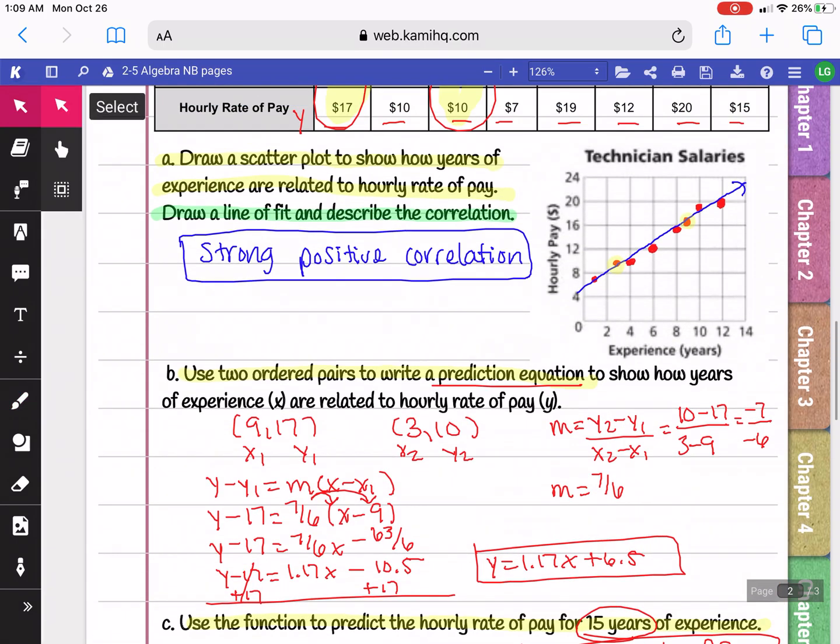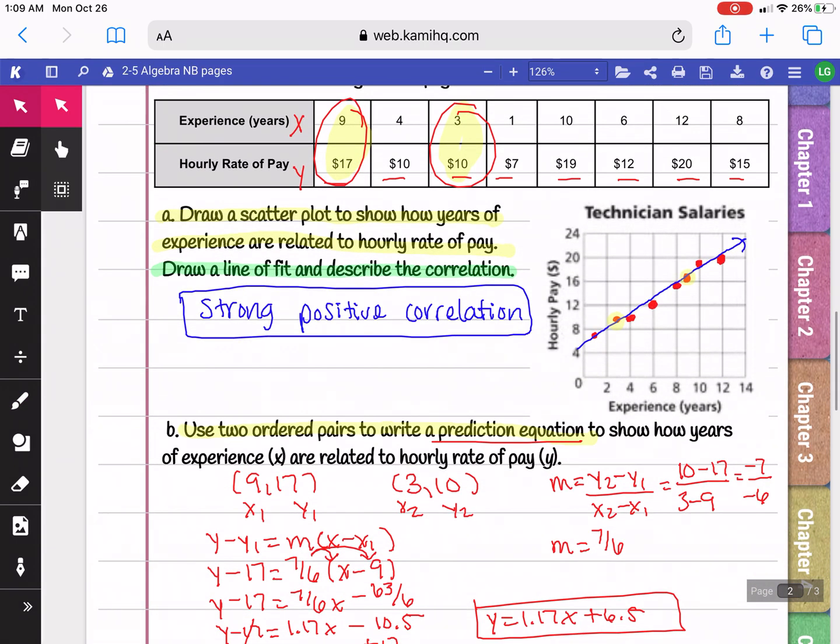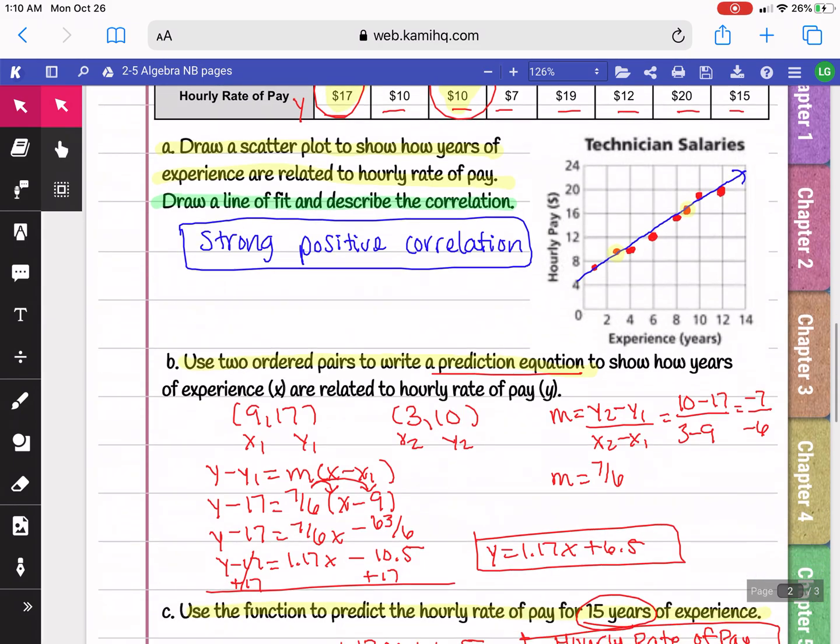So to summarize, what we did here is we drew our scatter plot by plotting our points. Then we drew our line of fit that went through most of the points. Since our points were close to the line, it was strong. Since it was going up, it was positive.